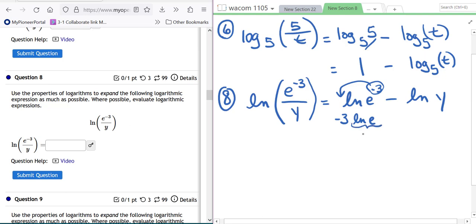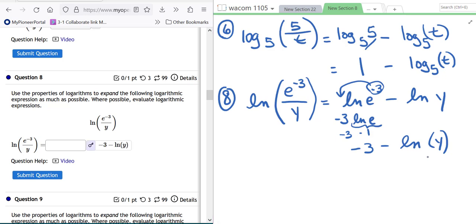Whichever clicks better for you. This is 1 times -3, which is -3. This one, nothing else you can do. So then same thing, once we open it up, same thing with the ln and the e. When we see the ln and the e, it's a 1, and then if it's a 10 with a log, then it's a 1? Yes. Okay.